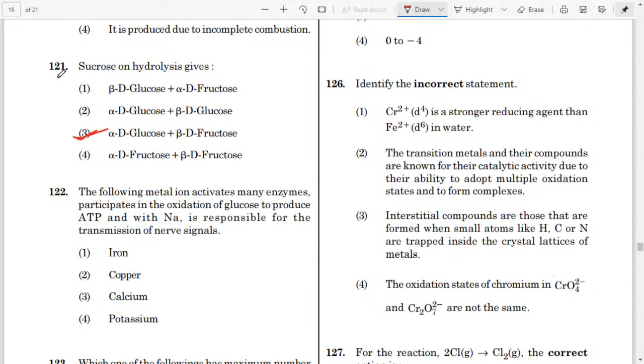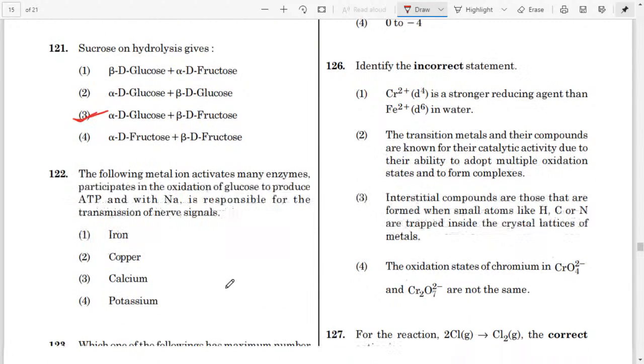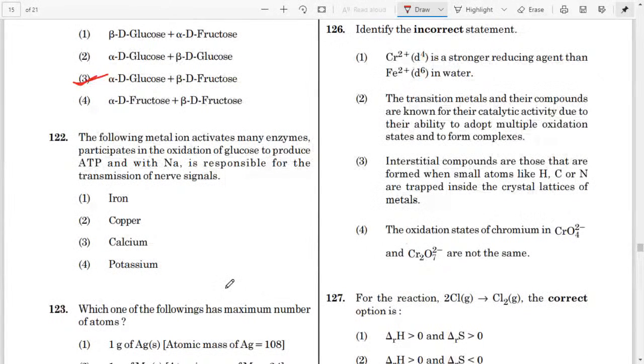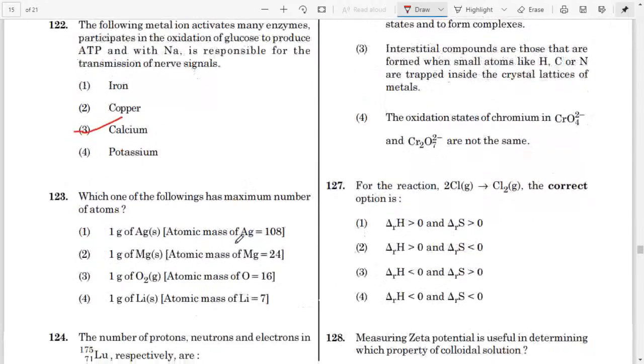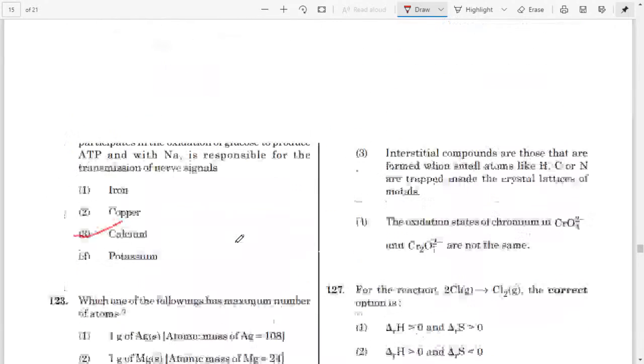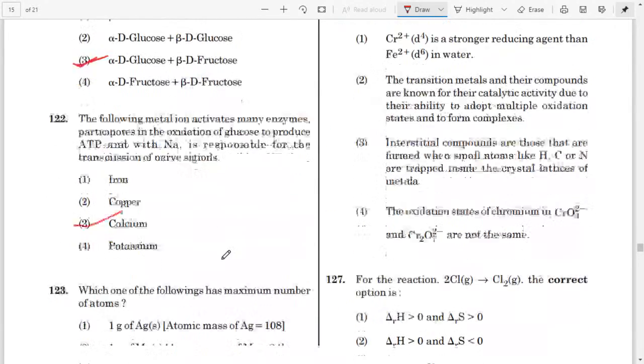Next, question number 122. The following metal ion activates many enzymes, participates in the oxidation of glucose to produce adenosine triphosphate, and with sodium is responsible for the transmission of nerve signals. It is calcium. Option number 3 is the correct option, students. So calcium is required to pass nerve signals.